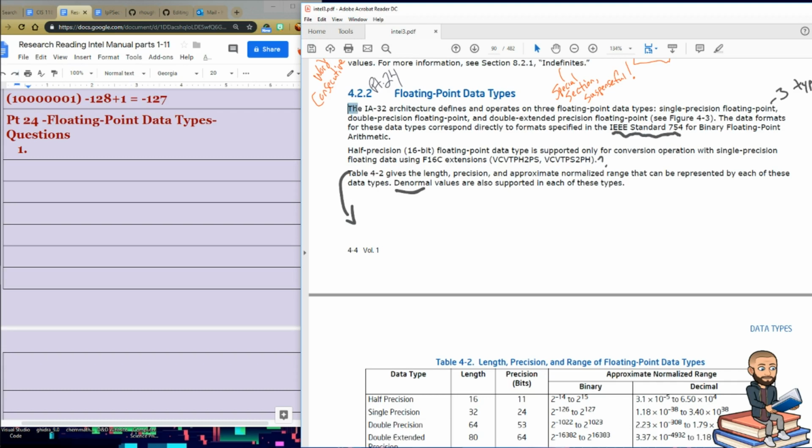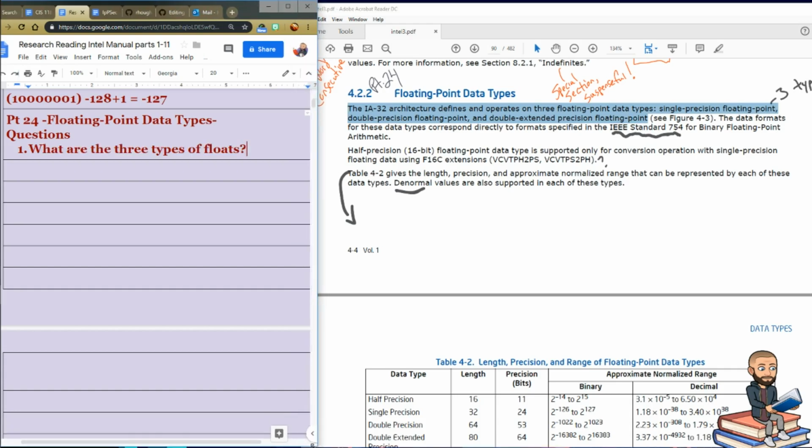So the manual begins, the IA32 architecture defines and operates on three floating point data types. All right, so we got two integer types and three floating point types. We have a single precision one, a double precision one, and a double extended precision floating point. And I wonder if this helps you make a connection for people who are programmers or interested in programming. I wrote here, what are the three types of floats? So that's programmer slang for floating point data types.